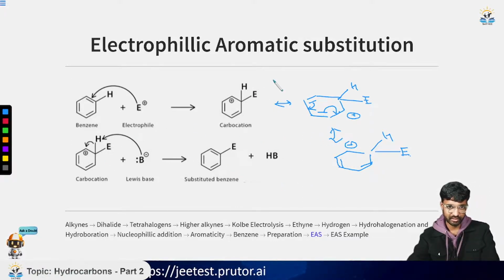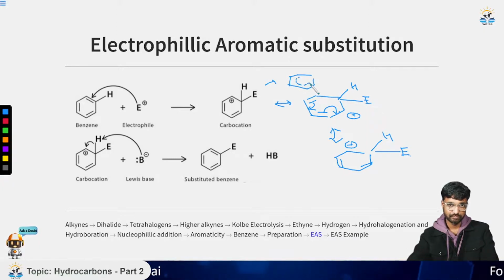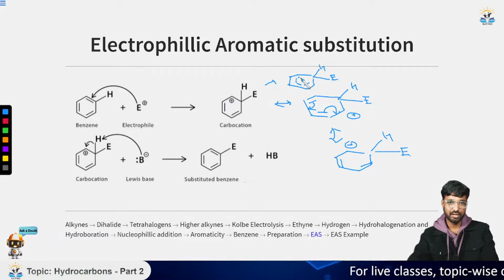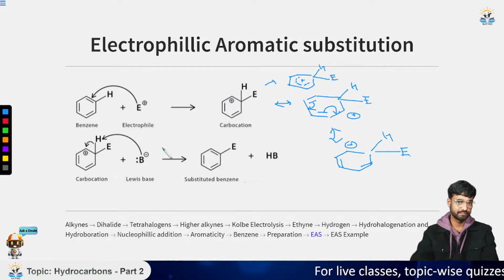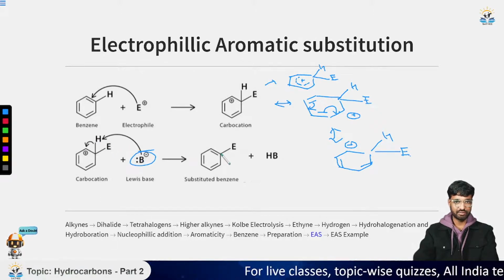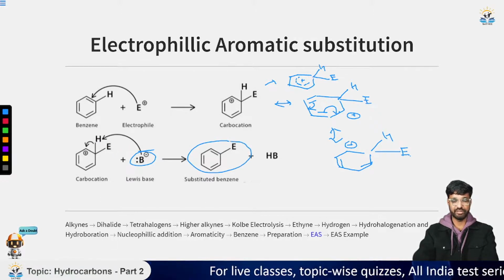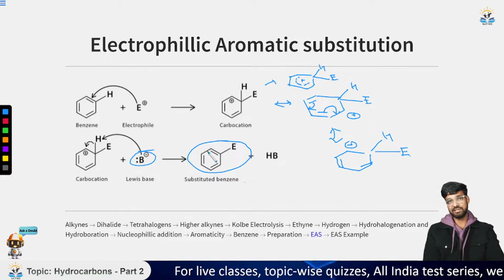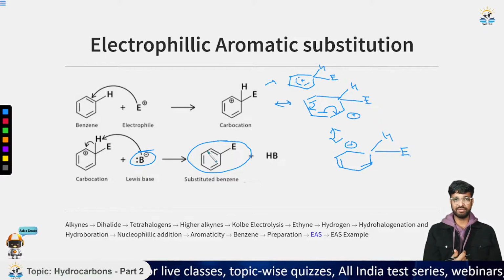And if we draw the resonance structure of this, it will look like this. We have a positive charge here, we have this hydrogen, we have this electrophile. The pi electrons are located all over this benzene. Further, here is the base which takes this hydrogen, and we get our substituted benzene. So this is the basic reaction of electrophilic aromatic substitution.